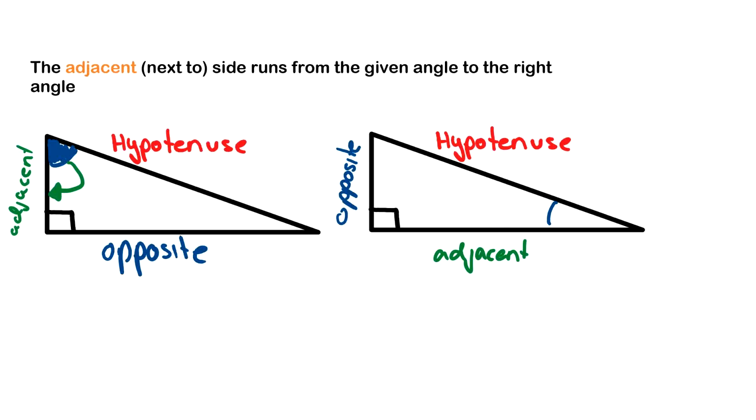Again, over here on the right, we're looking at a different angle this time. And again, it's the one between the right angle and our angle. So a curved arrow, and there's the adjacent side.